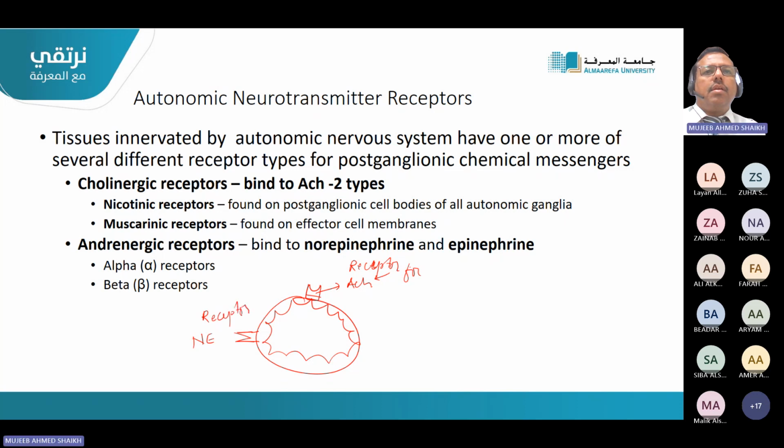This is a receptor for norepinephrine. This is a receptor for acetylcholine. So organs will have both the receptors, for parasympathetic supply or sympathetic supply. The adrenergic receptors are of two types, alpha and beta. It can be alpha or it can be beta. Similarly, acetylcholine receptors are also of two types. One is muscarinic and second one is nicotinic.